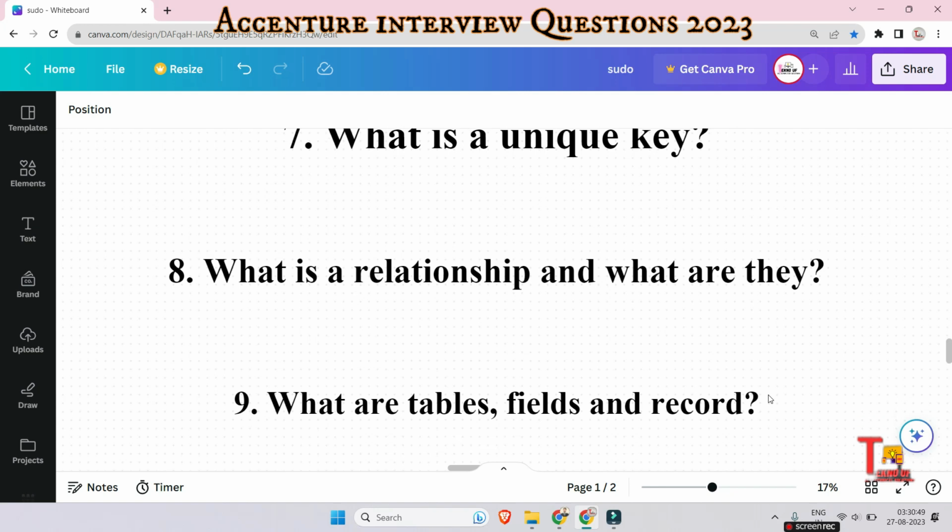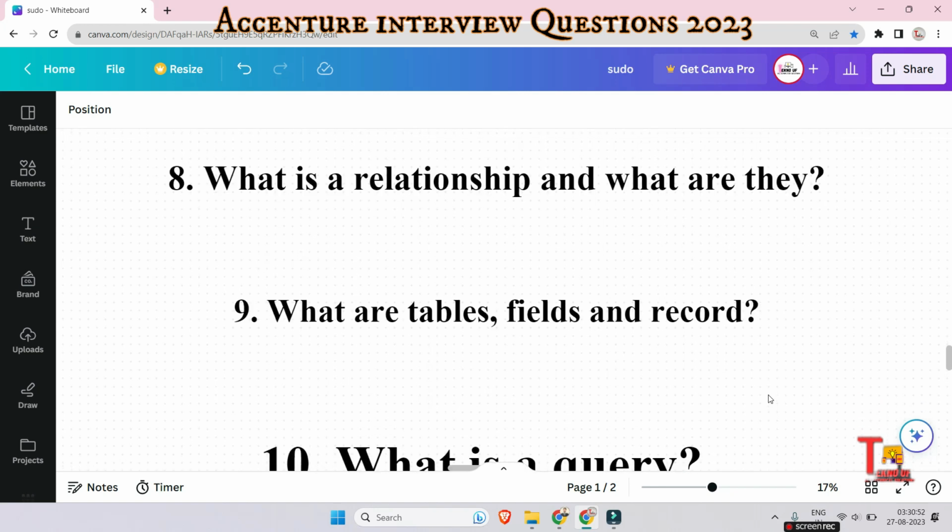Okay, the next question, or the ninth question, is, what are tables, fields, and records? At first, let's define the table. Actually, data organized in a model with rows and columns is called a table, right? And what is field? In a table, there are a specified number of columns known as fields, right? And the records are the rows, which are called records, right? This is very easy, but when we have to define it, it becomes more difficult, right?